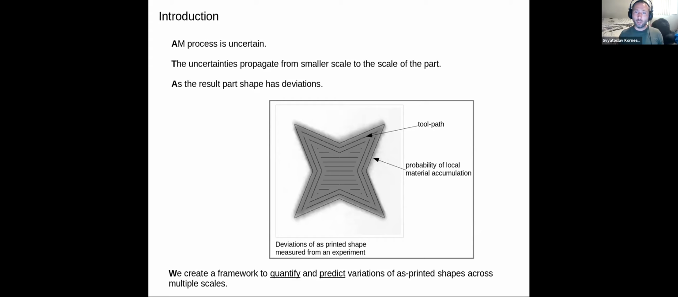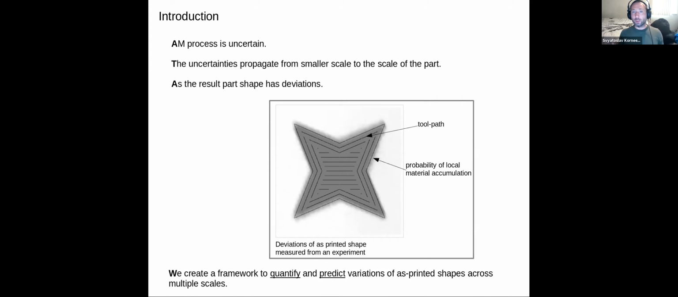This image shows the overlapping of 80 parts, a slice, where the black line is a toolpath and the gray color is the probability of material accumulation. Basically, you take a pixel and you count how many times this pixel is filled versus the total number of times. Around the boundary it is gray and blurred, because you have a deviation right at the boundary, while in the middle it is pretty uniform. It is filled with 100% probability.